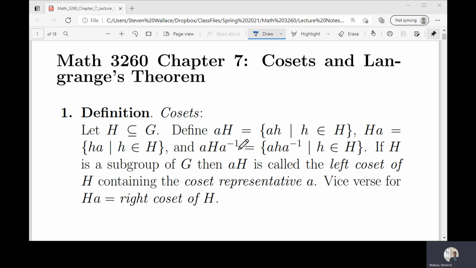Okay, then this conjugation set here, A H A inverse, looks like that. If H is a subgroup of G, then we say the symbol AH is the left coset, left because the little a is on the left of the symbol capital H. Left coset of H containing what's called the coset representative A. So coset representative A because it's AH. And you can say right coset here.